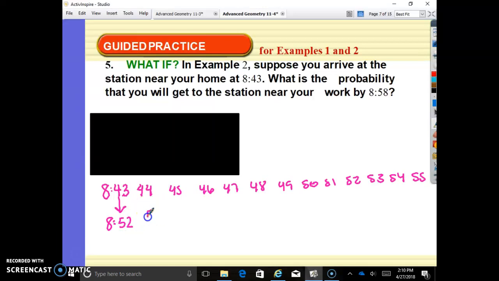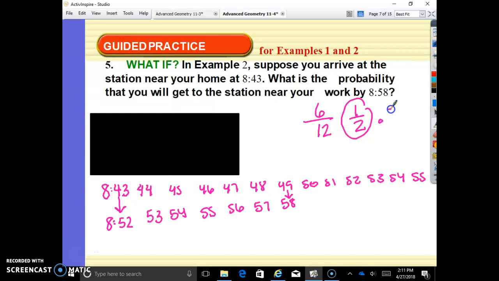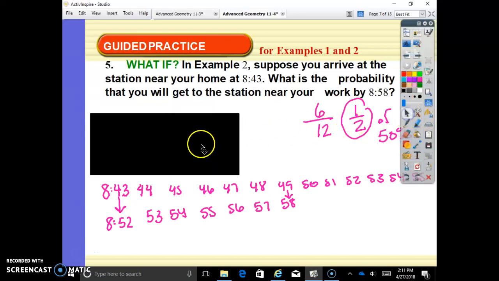So 8:43 will put you at work at 8:52. 53, 54, 55, 56, 57, 58. We need to get there by 8:58. So we have 1, 2, 3, 4, 5, 6 minutes out of 12 minutes that'll get us to work on time. When we divide by 6 on top and bottom, it reduces to 1/2, 0.5 or 50% chance of getting to work on time.